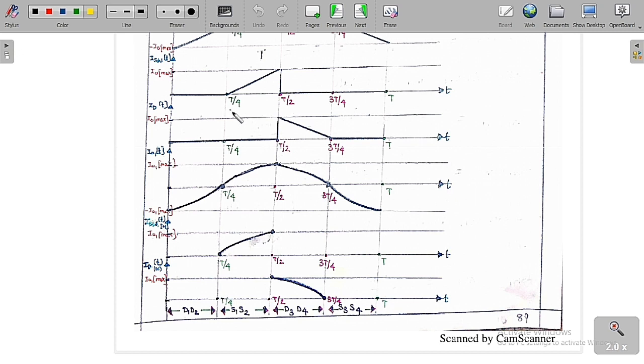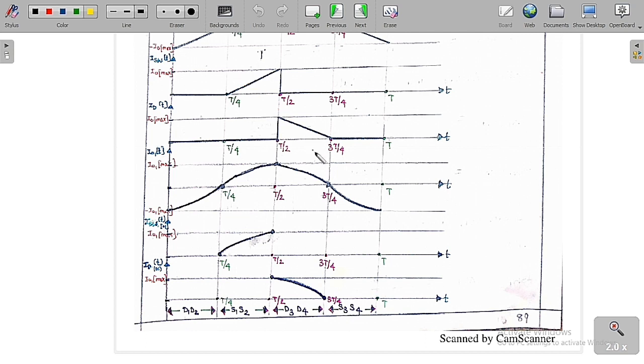Only in this range the switch S1 is on. So whenever the switch S1 is on, the output current is equal to the current in the switch, so it is going to follow the load current. In the remaining time it is open, so the current is equal to 0. So this is what we are going to get for the switch current.